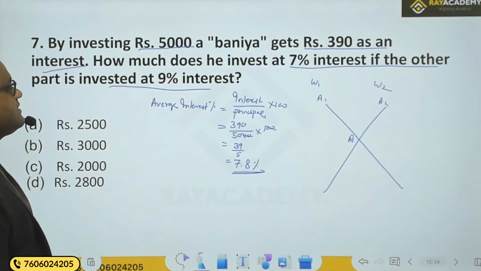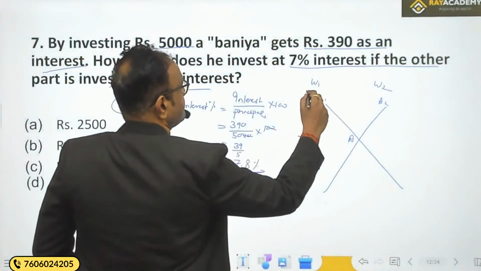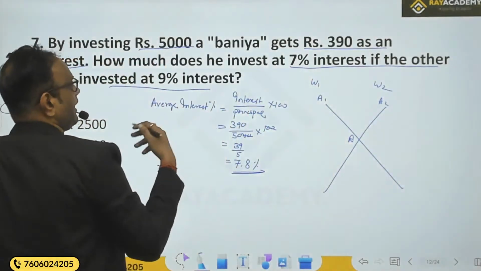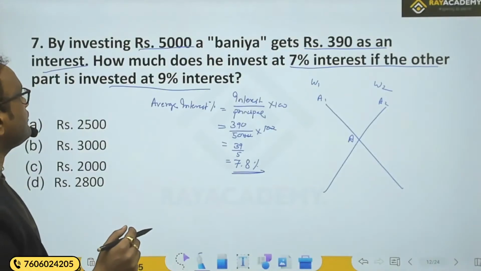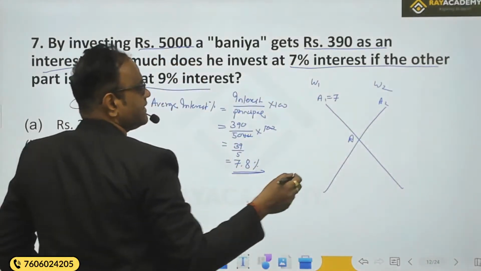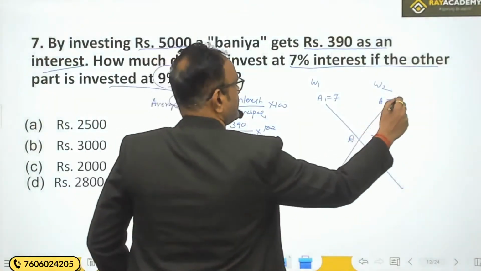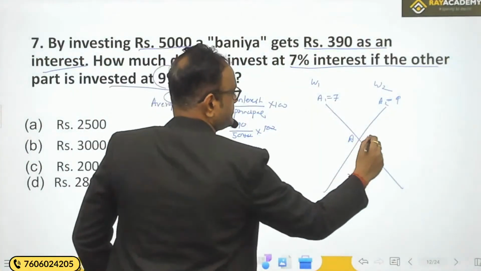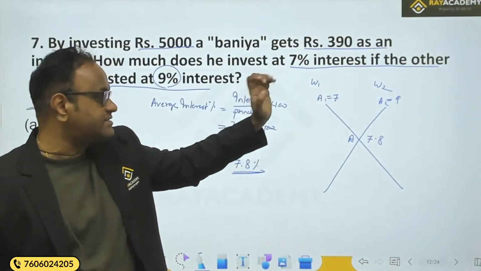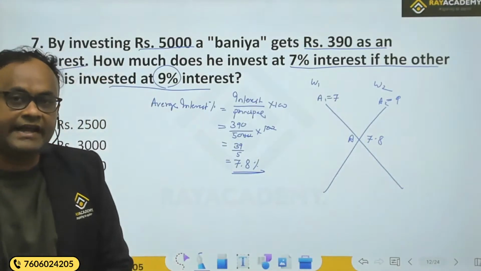What is W1 here? It is not given. A1 is what? What is the first part interest? 7%, you can take 7. What is A2? The second part he is giving an interest of 9%, so you can say 9. And what is the average you are getting? 7.8. First part he is getting interest of 7%, second part 9%. In the whole he is getting interest of 7.8%.